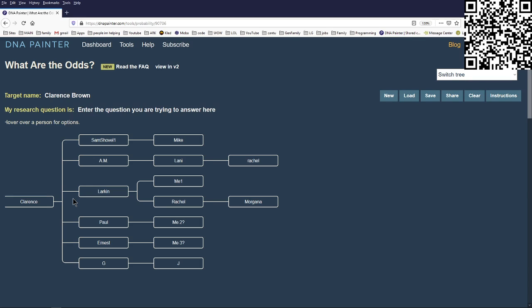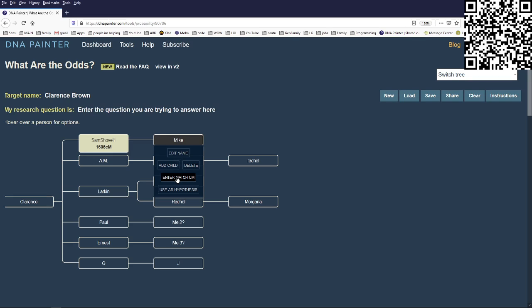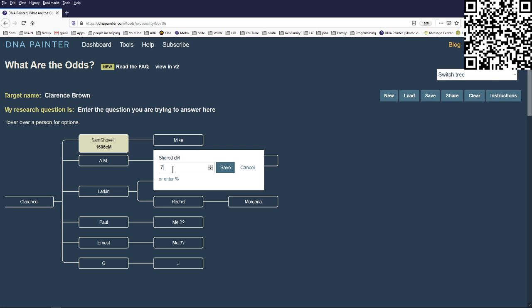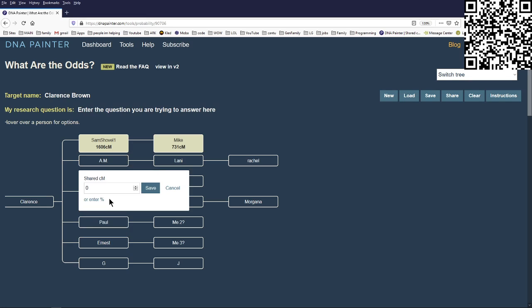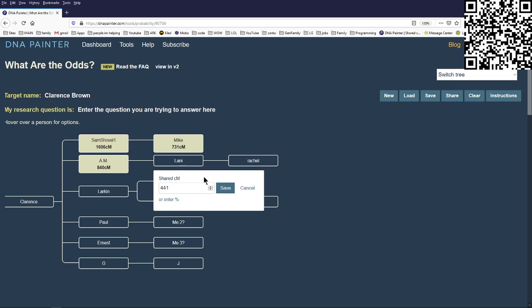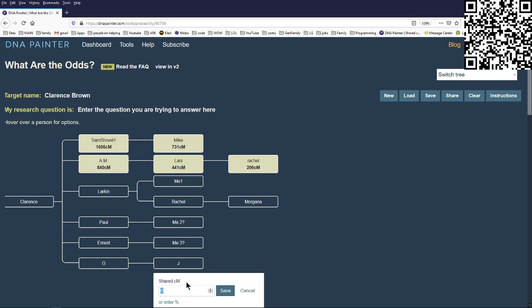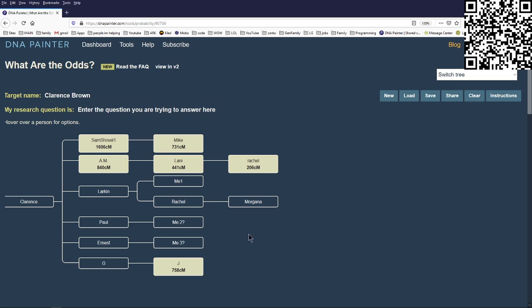All right, so the first thing you want to do is use your AncestryDNA matches. Now, I use these because those are the public profile names. And so this one says Sam Shovel. It's a female. It's a made-up name. And so we're going to enter the centimorgan match, and that is 1606. All right, and Mike, whether that's the real gender and name or not, that's the name there, and that was 731. All right, then AM was 840, and there's only a few of them here, so bear with me. This was 441, and this was 206. And of note, this one was 758. All right, and then this one was 783.